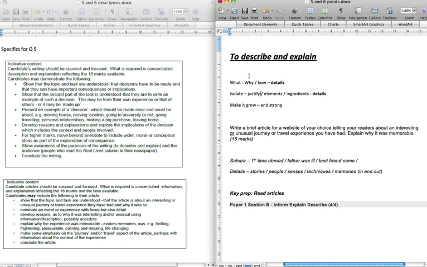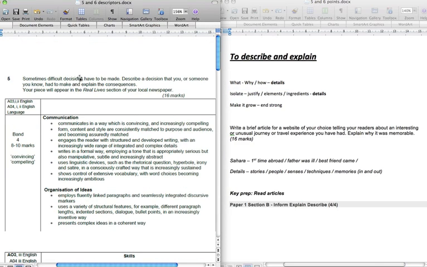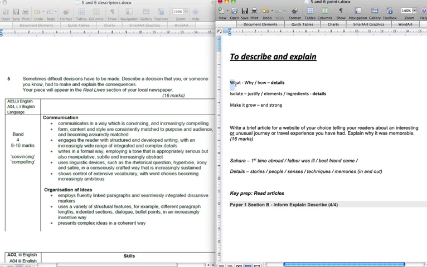What might be more important and more useful to us then is to actually try and have a base understanding of what we have to do. So with any question that we get, we have to say what we're doing. So an example, if we get a mock question up here: sometimes you have to make difficult decisions. Describe a decision that you or someone you know had to make and explain the consequences. So we have to say what that decision was and what the consequences were. We have to say why they made that decision and how the consequences came about, how the results came about, and we have to give details.